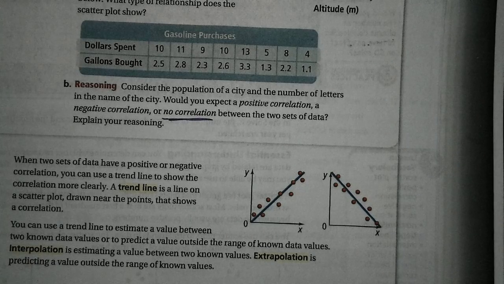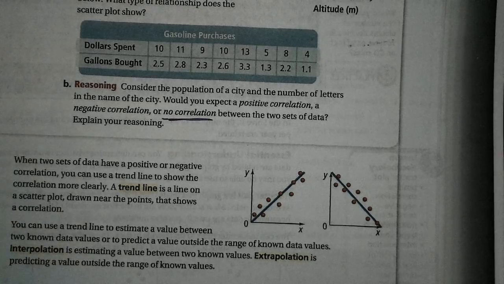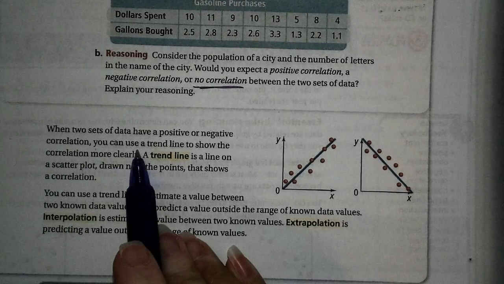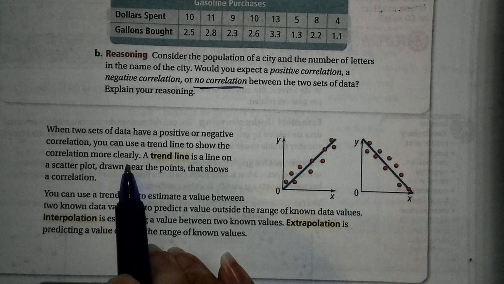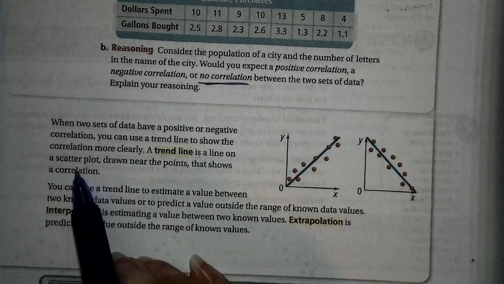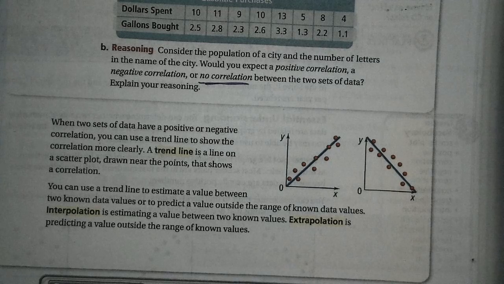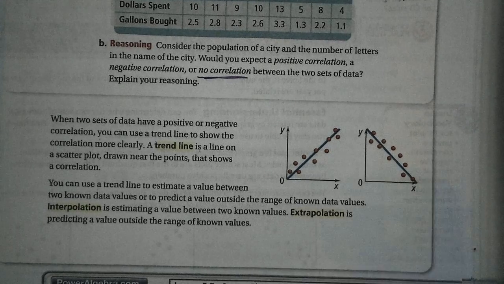When two sets of data have a positive or a negative correlation, you can use a trend line to show the correlation more clearly. A trend line is a line on a scatter plot drawn near the points that shows a correlation. You can use a trend line to estimate a value between two known data points or to predict the value outside the range of known data values.